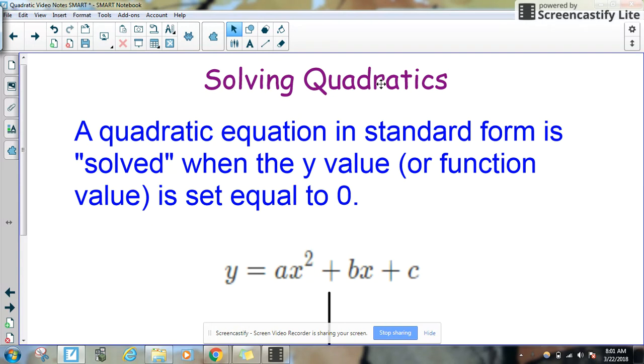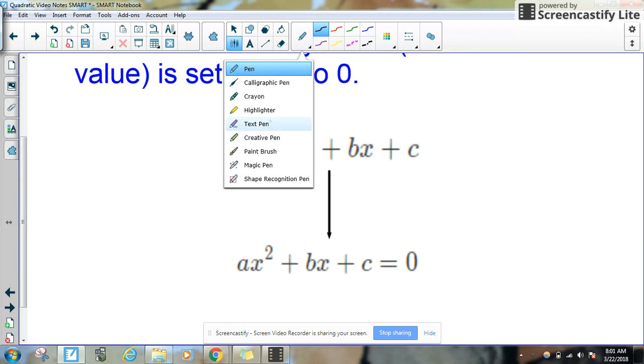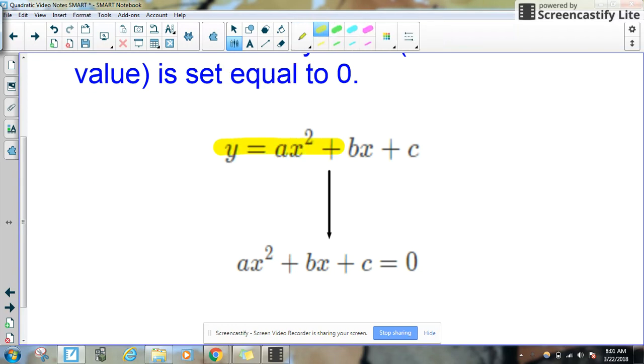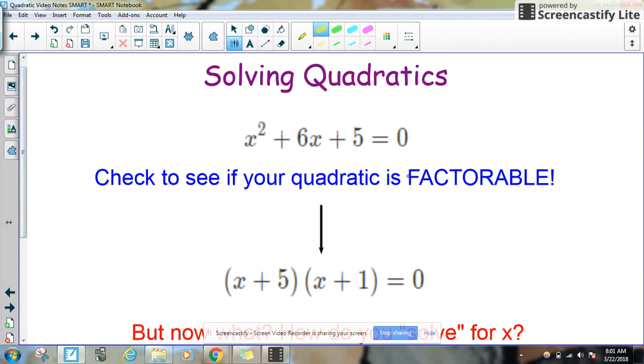So a reminder from the last video is that a quadratic equation in standard form is solved when the y value or function value is set equal to 0. So whenever you see a quadratic equation of any form, so it looks like anything, as long as it has that x to the second power, in order to solve it, you set the y value equal to 0.